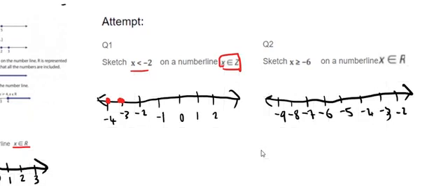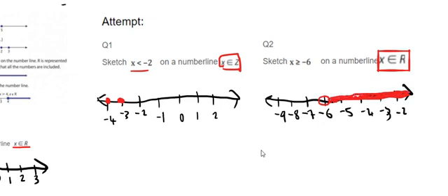Next one, x is greater than or equal to minus 6, and x is an element of R this time. Because x is an element of R, we know we'll be shading in the line, because we want to include all the bits in between the numbers, all the fractions and decimals and everything. So x is greater than or equal to minus 6, so I'm going to put a circle around minus 6 anyway, and then I'm going to shade everything to the right of it. So you're colouring in the line basically, right out to the arrow.